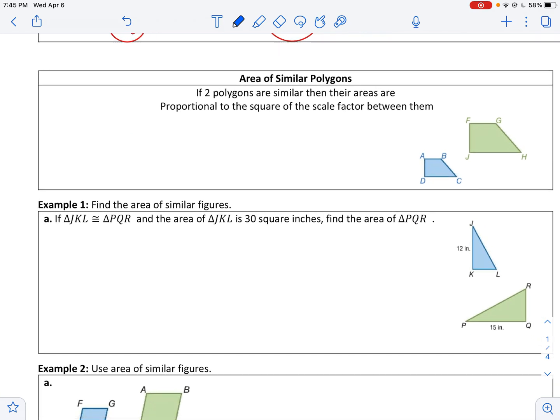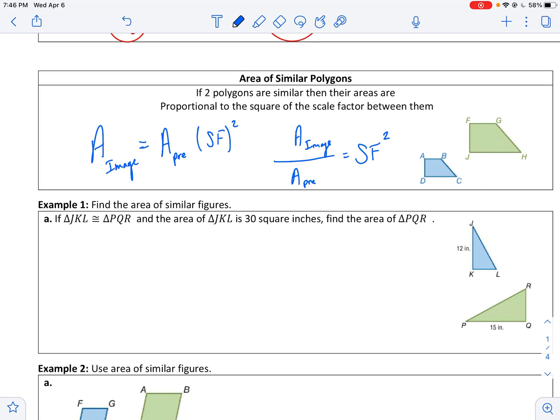And if two polygons are similar, then the areas of the polygons would be proportional to the square of the scale factor. So you could say that the area of the image would be equal to the area of the pre-image times the scale factor squared. Or you could say that the area of the image over the area of the pre-image would be equal to the square of the scale factor.